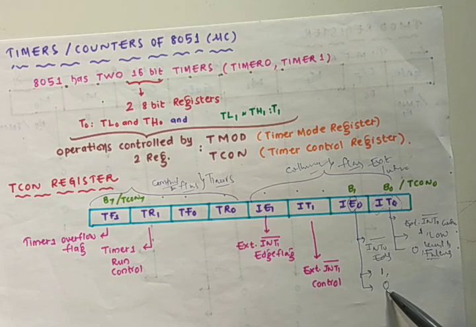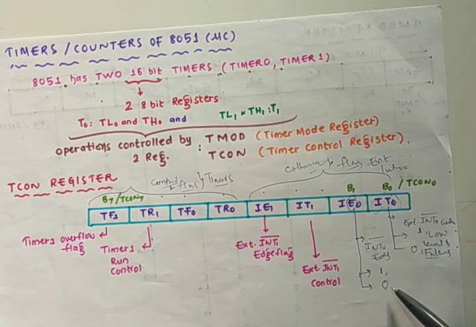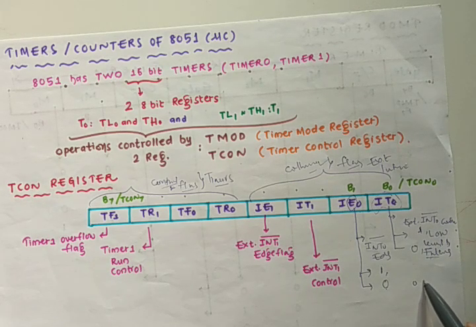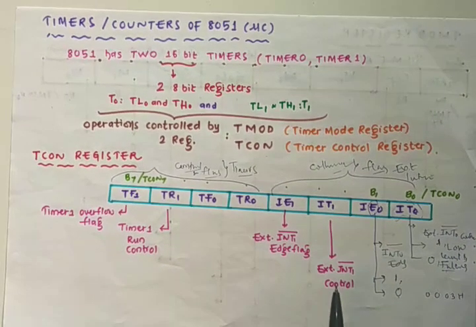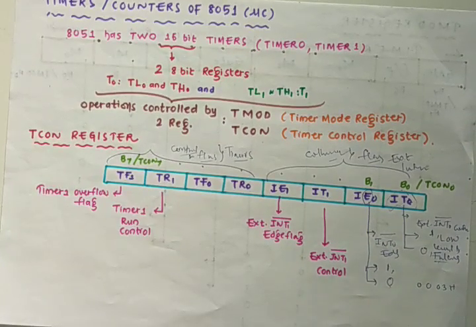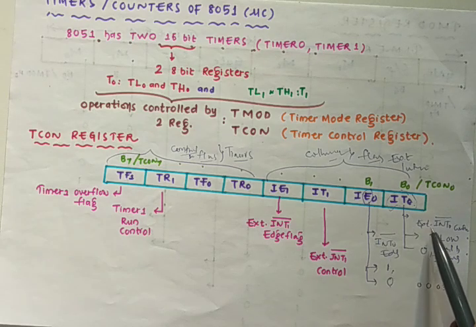0 means what? The program control moves to the interrupt specific register address. We know that 0003H is the address of that interrupt vector, and we have discussed the address of this one in the introduction of the third unit. And coming to the third one, this is the same as this one, IT1. That means external interrupt 1 control.